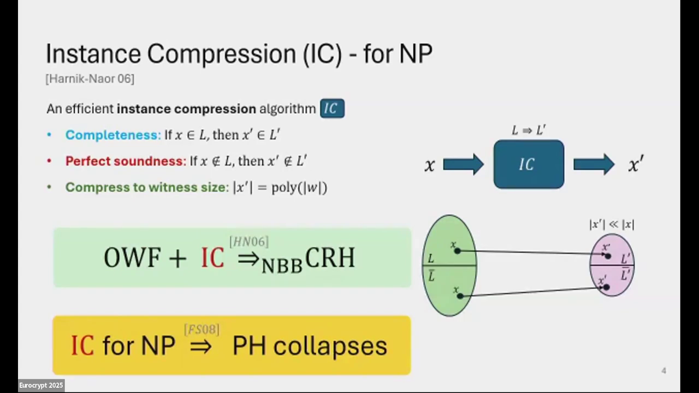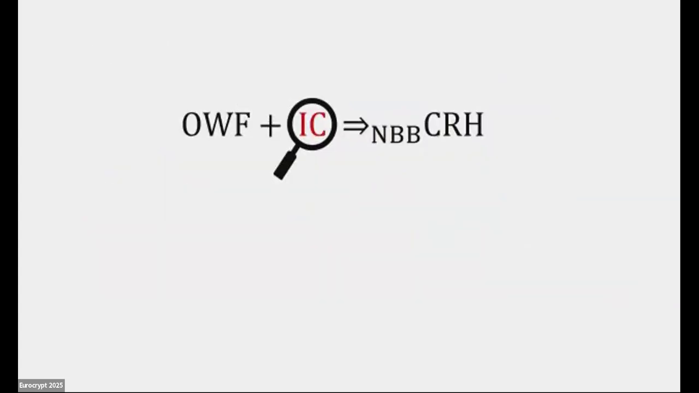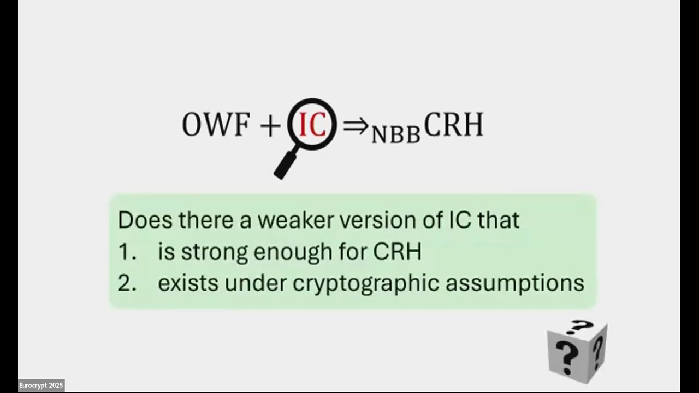For this question, Fortnow and Santhanam showed that, assuming instance compression for NP, the polynomial hierarchy collapses. So we do not expect to have instance compression for NP, and this path, at this point, was closed. We don't have IC for NP, and we're interested in reopening this path by finding the right notion of IC, a weaker notion that is both strong enough for achieving CRH and exists under cryptographic assumptions.